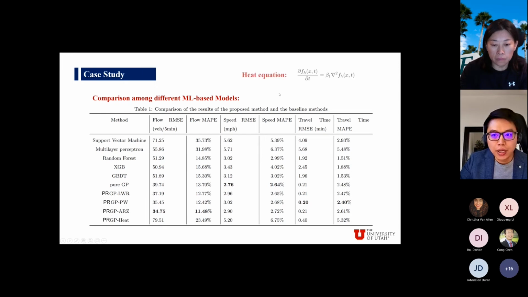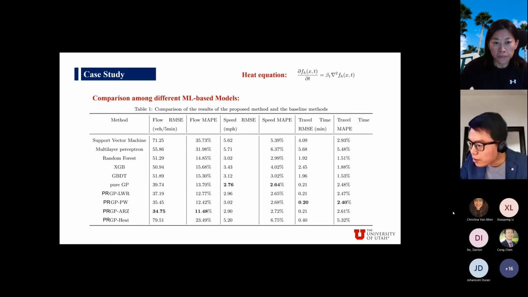But at the same time, we implement another physics equation, which is called the heat equation, which is usually used to represent heat transmission. But we know the heat equation will not be suitable to model traffic flow patterns. But we will go ahead and encode the heat equation to see what happens for the PRGP. So by comparing the pure GP with the other three PRGPs over here, we can see that all of them can clearly outperform the pure GP with lower RMSE. And also the ARZ and PW models have better performance than the LWR.